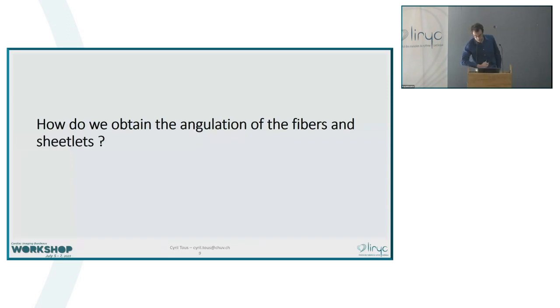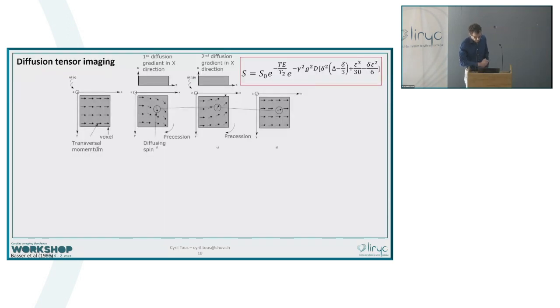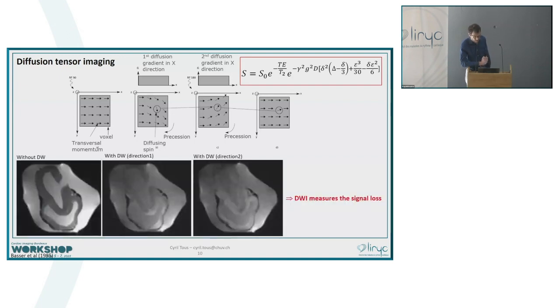So how do we get the fiber and sheetlet orientation? Typically, this is done with a spin-echo sequence where you have diffusion gradients on both sides of the 180 pulse. When you apply gradients, you dephase the spins, and when you apply the same gradient again, you should recover all the signal. The issue is that some of the spins are diffusing, so they don't refocus the echo and you lose signal. So one important thing to understand is that when you measure diffusion, you actually measure a signal loss.